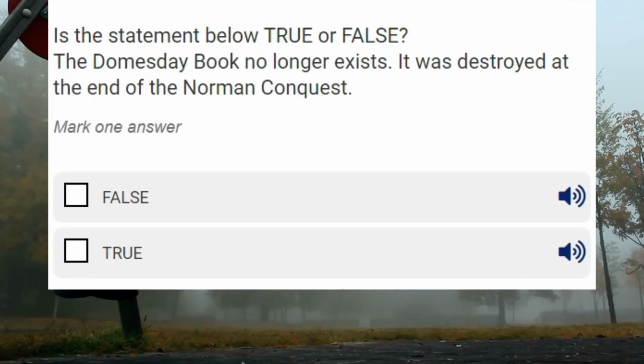Is the statement below true or false? The Domesday Book no longer exists. It was destroyed at the end of the Norman Conquest. False. True. Correct answer: false.